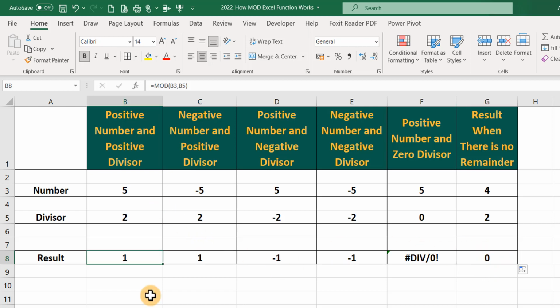Right. So these are the different scenarios of how the MOD function works.